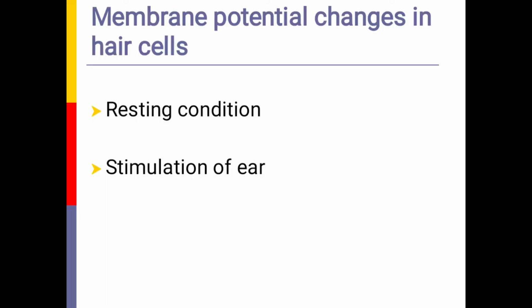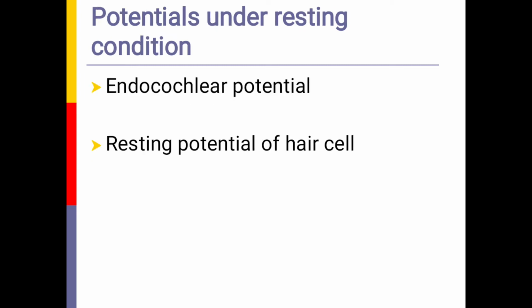There are two types of potentials recorded in the hair cells. One type is recorded in the resting condition of hair cells, and the other type is recorded when the ear is stimulated by the sound waves. The potentials which can be recorded under resting condition of the hair cells are the endocochlear potential, and the other one is the resting potential of the hair cell.